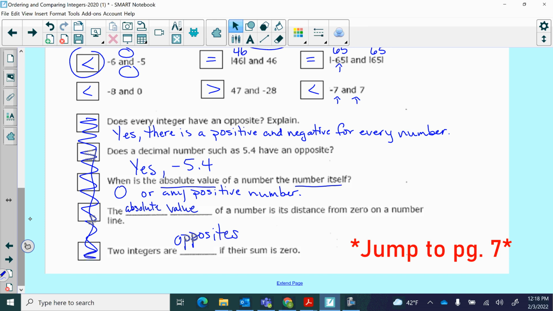Yes, Madison. How does it always equal 0? Because what's the opposite of 7? -7. If I add 7 and -7, what do I get? 0. Because one's 7 up, if I move 7 back, I get to 0. Any number plus its opposite is 0.